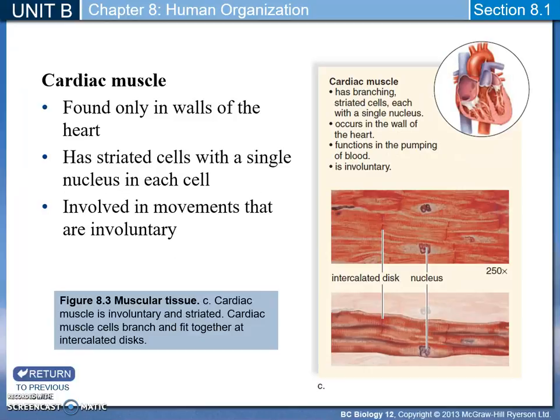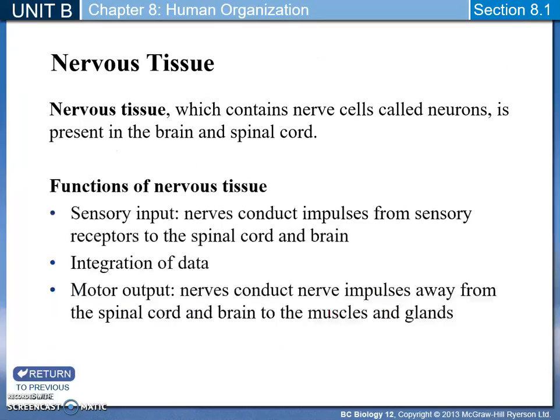Then we have cardiac muscle. This is found only in the walls of the heart. These are striated cells with a single nucleus in this case, so that's how you can tell them apart from skeletal muscle. Also, these two are involuntary. We do not have any control really over the contraction of cardiac muscle.